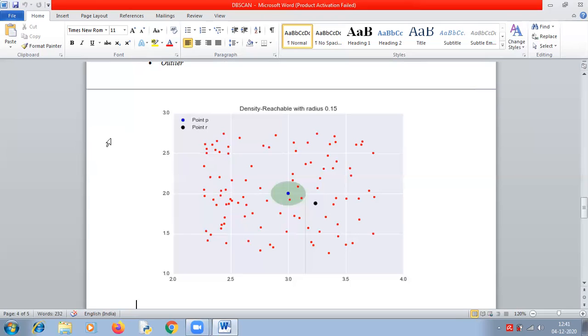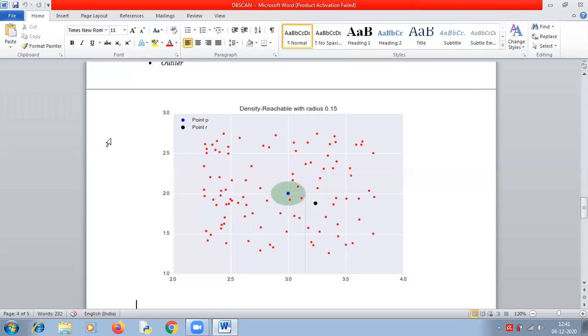So I have not defined this term yet, so we'll define it now. But the concept is very simple. To explain this density reachable topic, let's take this picture appearing on the screen. We define our neighborhood with radius 0.15. Okay, so consider the point R, that is the black point, that is outside the point P's neighborhood.